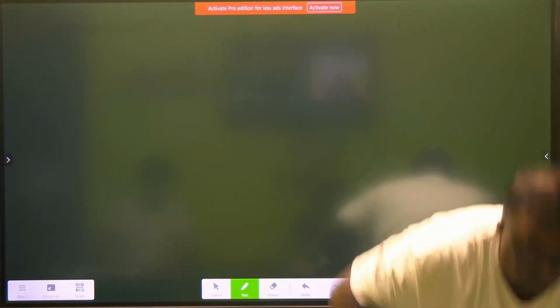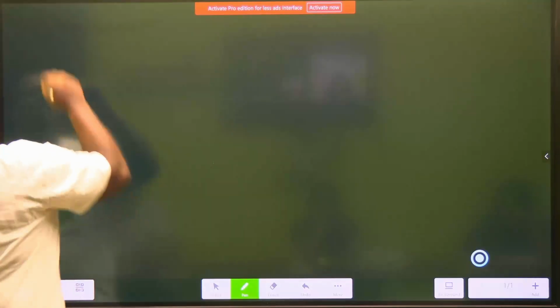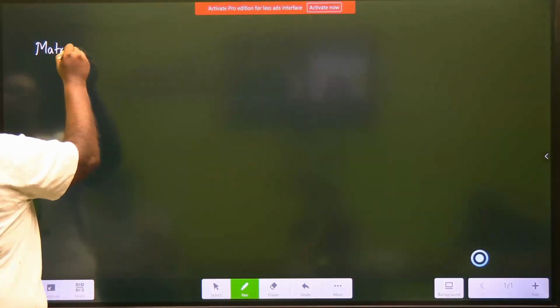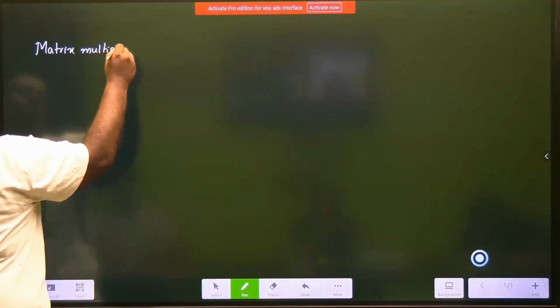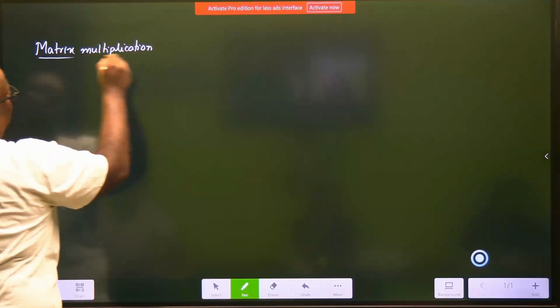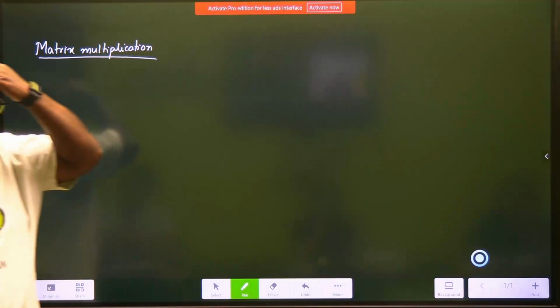So we'll do matrix multiplication today. And this is where it can get a little bit confusing, not confusing, people forget a bit. So, matrix multiplication. There are some rules. You just can't multiply any matrix with any other matrix, okay?